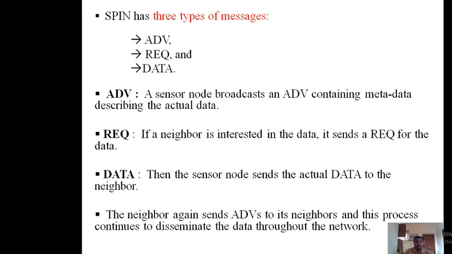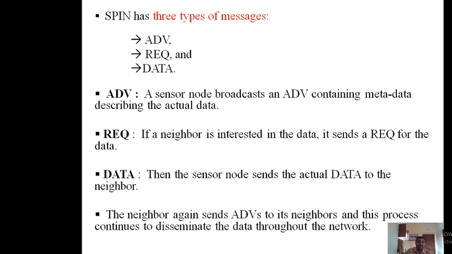Then the second point, REQ. If a neighbor is interested in the data, it sends REQ for the data. So if anybody is interested in accessing the data, they reply to the neighbors: I am interested in this particular data. To represent that, they produce a REQ message. After the REQ message is generated, the corresponding sensor node sends the data. That is the third point, data. Then the sensor node sends the actual data to the neighbor.